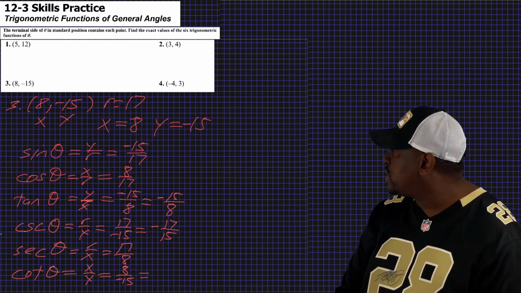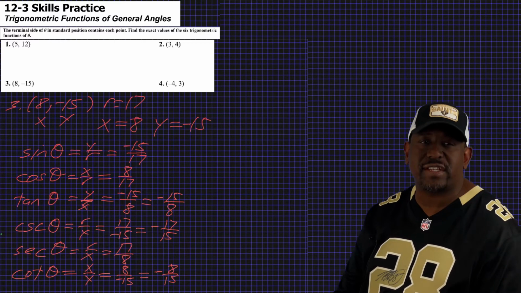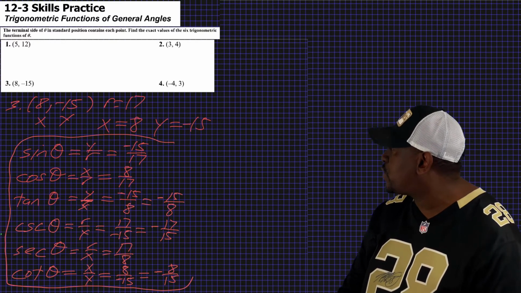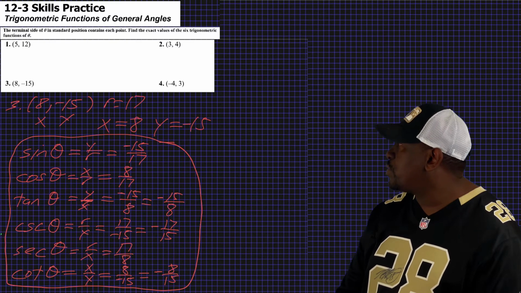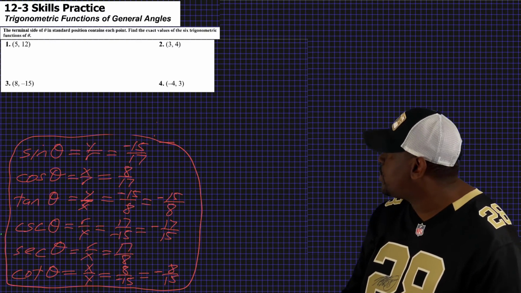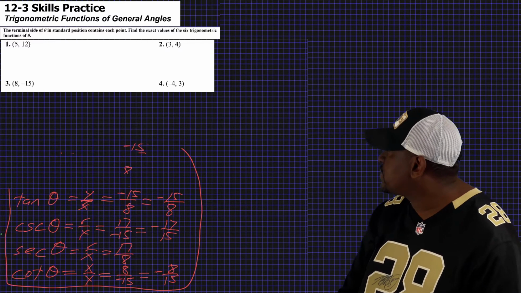And so again, that will pop up here in a second. And so now we have our 6 trigonometric function values for this third problem. We circle all 6, and we're done with that problem. So let's see what the NOLA MATHMAN does next.